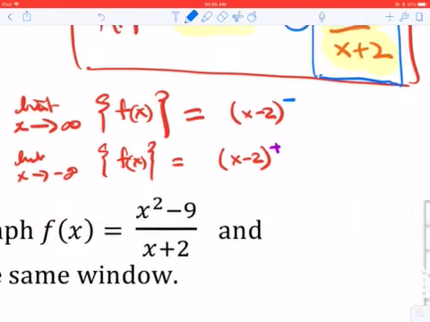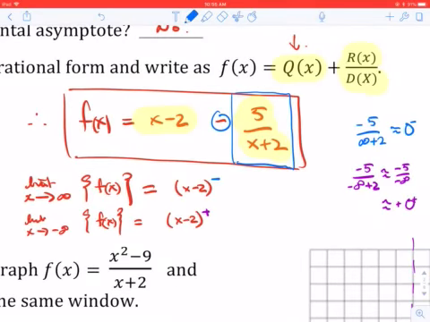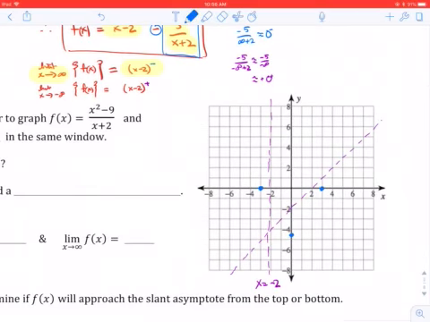Reminding ourselves of these limits, this proper rational form tells us that at the extreme ends, the graph is going to look like the line x minus 2. On the right-hand side, we're going to be underneath. So we're going to add that information to our graph. And as we take a closer look here, on the left-hand side, we're told that we're going to be above.